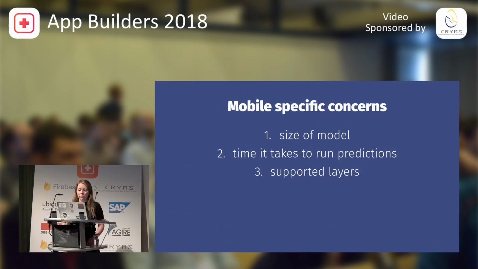So there will be some trade-offs for doing this for mobile. Just keep these in mind: the size of the model, the time it takes to run predictions, and the supported layers in the deep network. Besides the third one, these are just mobile-specific concerns, fit to machine learning. It's something you should probably keep in mind in a general sense for other problems that you're solving.